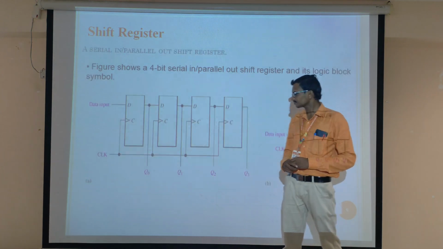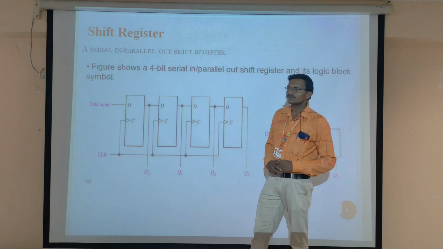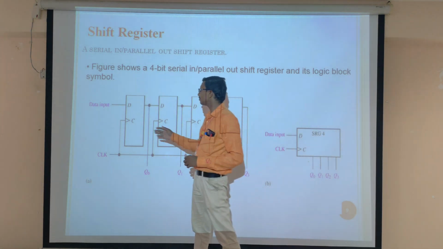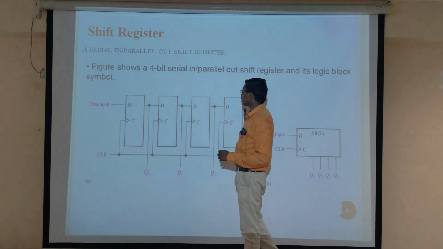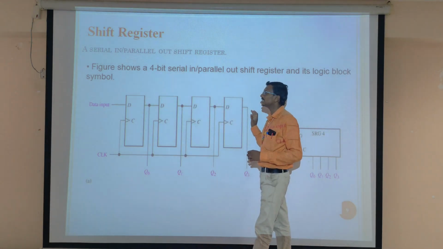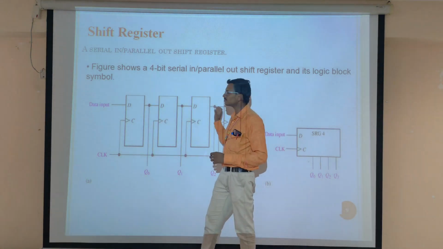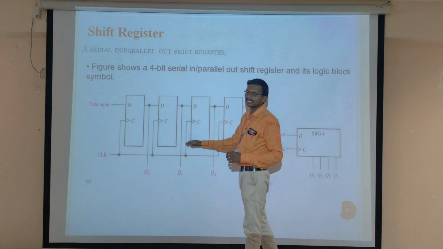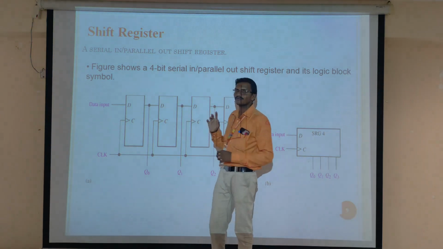Next type is called serial in, parallel out. That means we are going to apply the input in a serial manner, but we are going to get the output in a parallel manner. So this is the input D. These are the 4 flip-flops we are going to take for serial in, parallel out. Here a common clock pulse is applied for all flip-flops. We apply the input here, but at each and every stage we are going to get the output, that is Q0, Q1, Q2, Q3. So we get all the outputs.